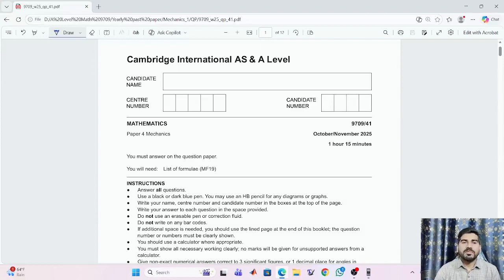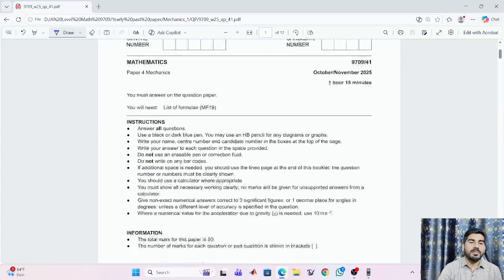Today we're going to start a Cambridge AS level mathematics past paper, October November 2025. Code is 9709 and paper 41. This is mechanics 1 and paper 4.